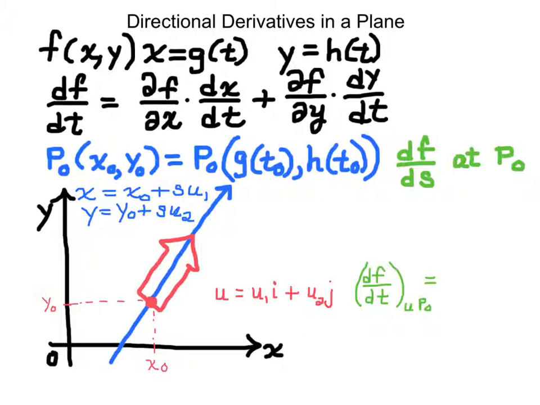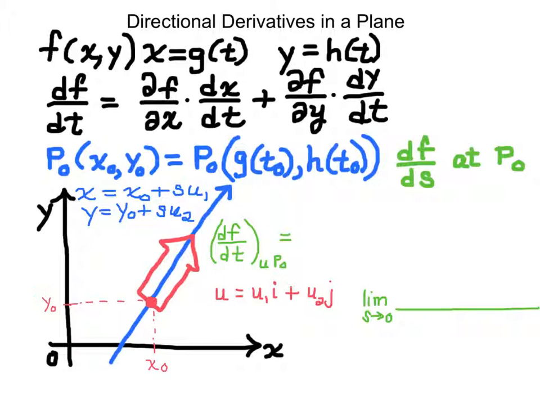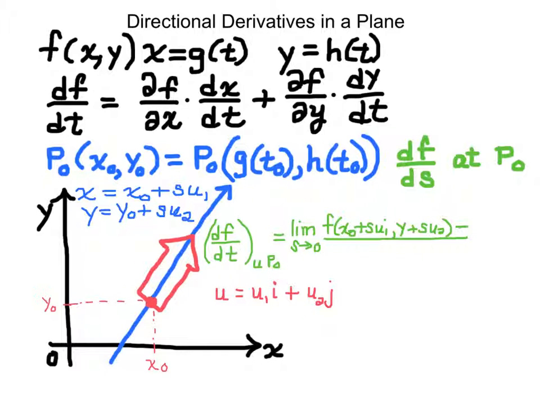is equal to the limit as s goes to 0 of the ratio f of x naught plus s u sub 1, comma, y naught plus s u sub 2, minus f of x naught, y naught, all over s. You should notice this is the difference quotient.